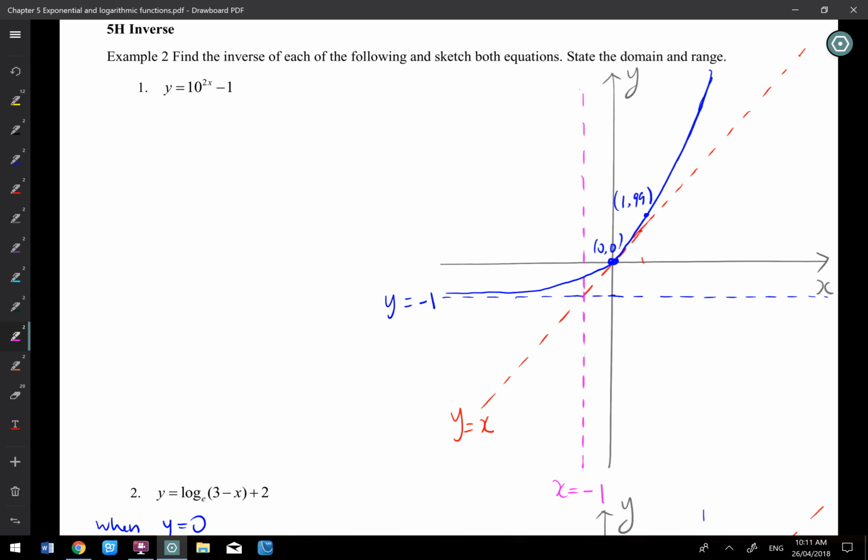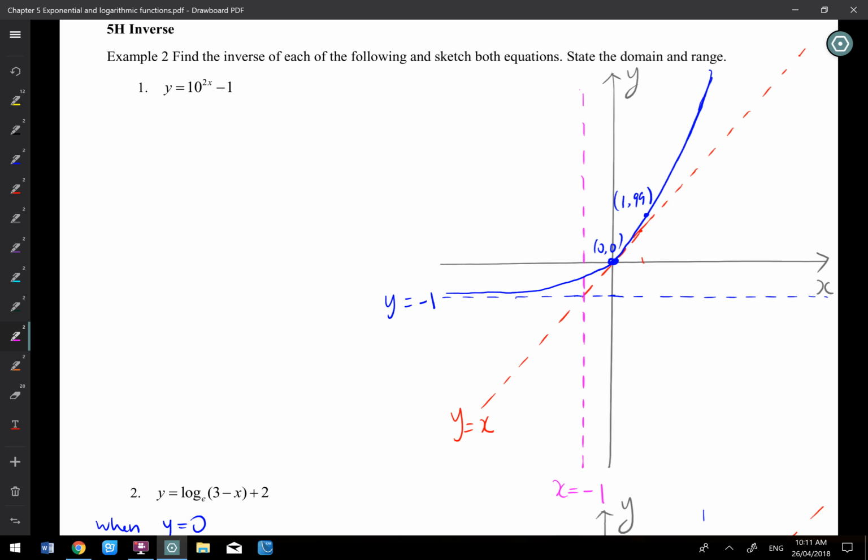This point is (-1, -1). The line y equals x must pass through this point as well, and also connect (0, 0). You can see this red line needs to pass through (0, 0), and also needs to pass through the intersection between the two asymptotes. So there's the intersection and this point. We connect it, and that's the red line here. Well, we can see the shape of the graph already.